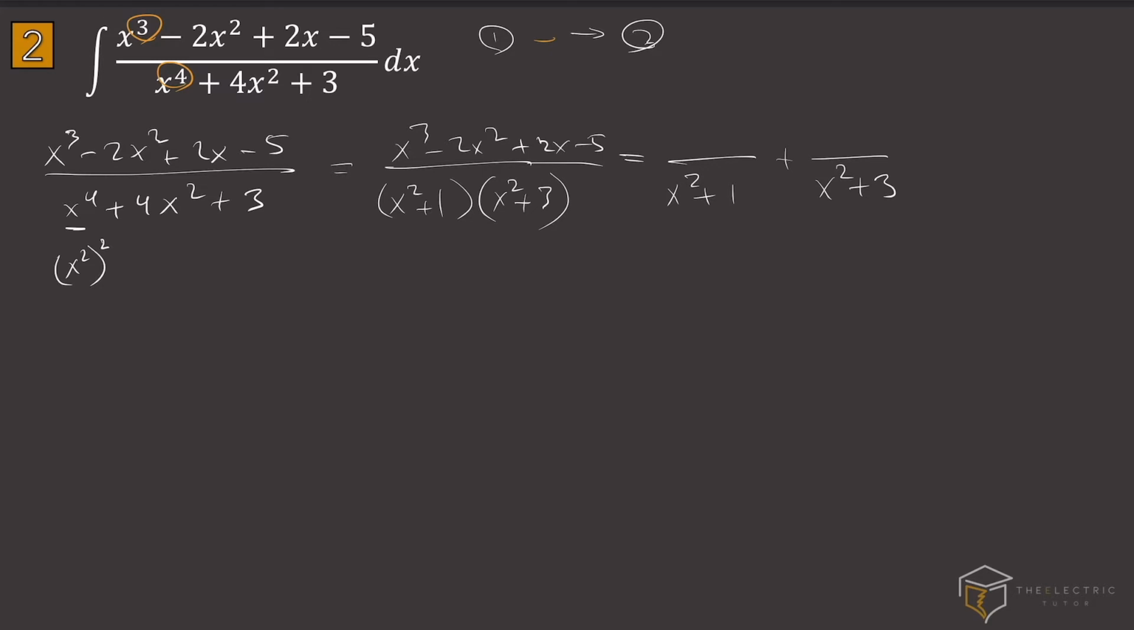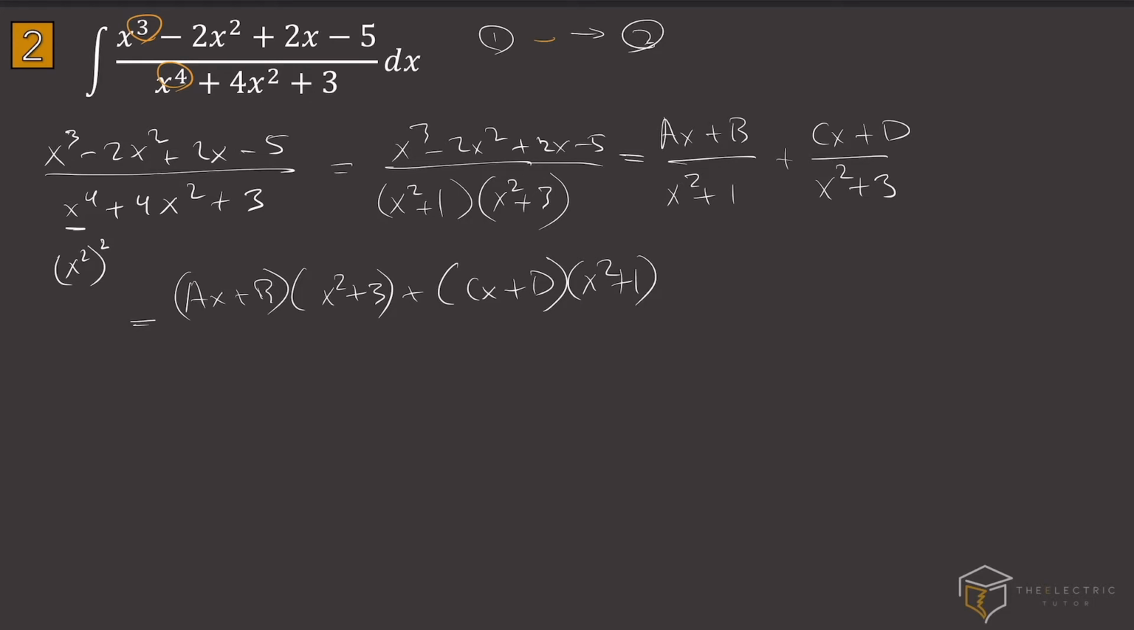Since they're irreducible quadratics, according to the table we looked at in the previous videos, we need a linear term on the numerators. And that's why I'll put an ax plus b and then a cx plus d. And now we have four variables we have to discover. So I'll do the smiley face here in the bottom, and I'll have ax plus b times x squared plus 3, plus, and then cx plus d, all times x squared plus 1.